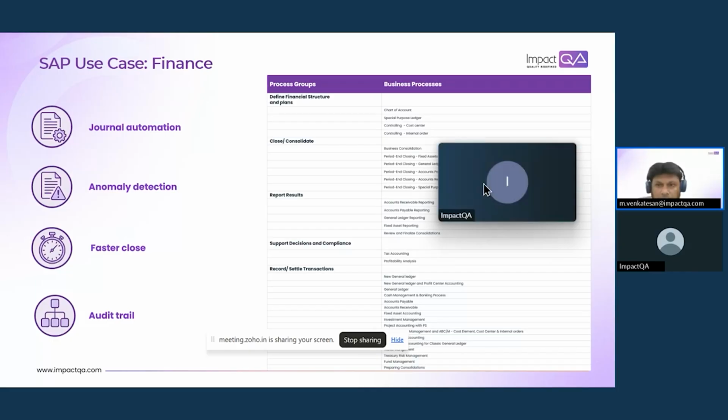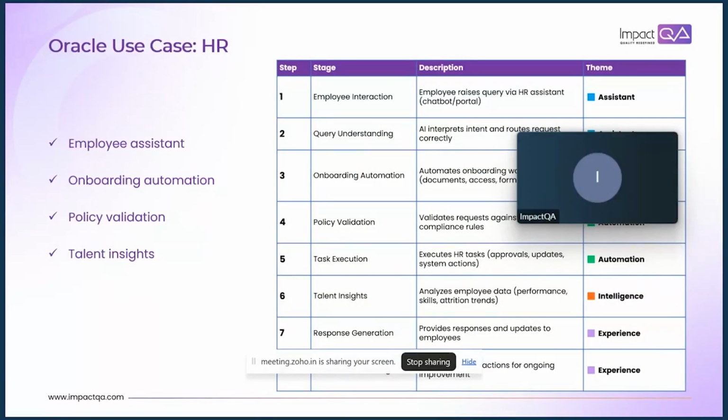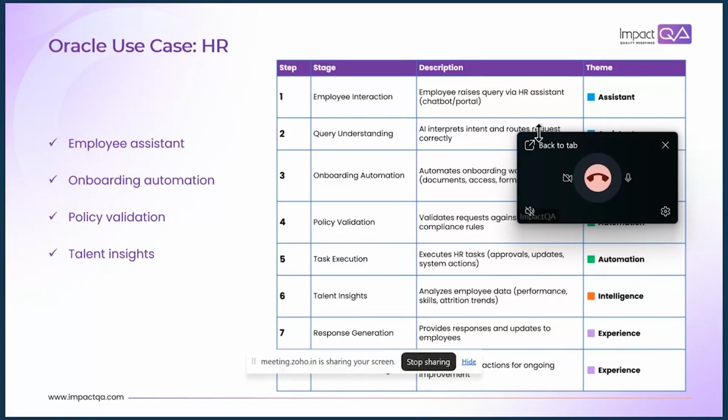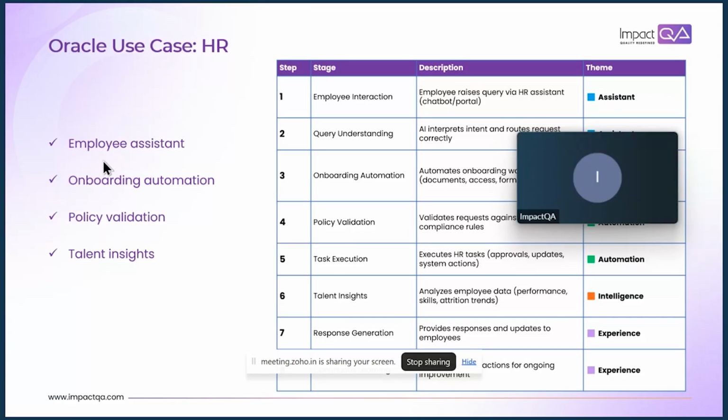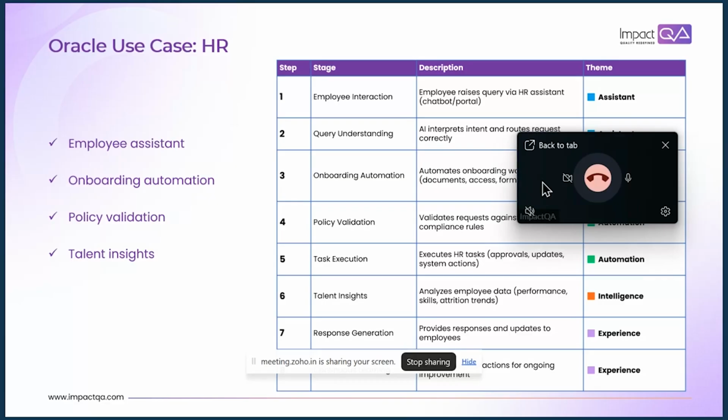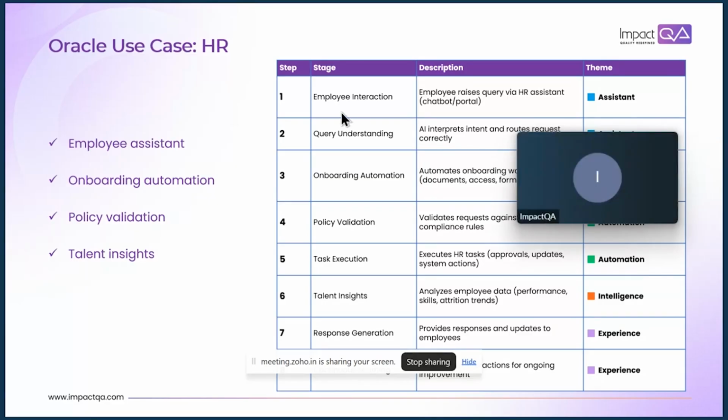Okay, so let me move on to a couple of use cases in Oracle as well. So for Oracle use cases, HR, as I told, on a daily basis or as part of people and culture, we do recruitment, employee assistance, onboarding automation, policy validation. What are the talent insights we have? All these are daily activities for HR or HCM or people and culture, especially.